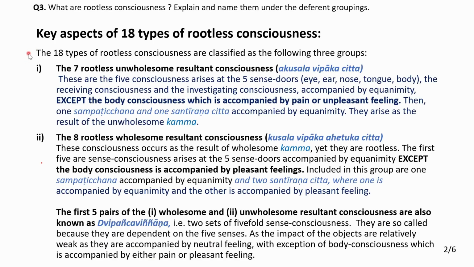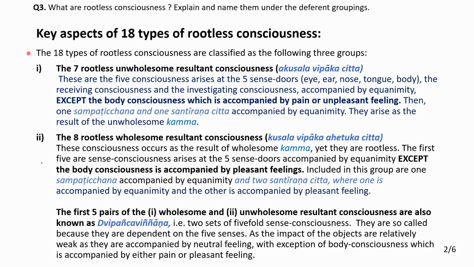The 18 types of rootless consciousness are classified into the following 3 groups. Firstly, the 7 rootless unwholesome resultant consciousness, akusala vipaka citta. These are the 5 consciousness that arise at the 5 sense doors: the eye, ear, nose, tongue, body, the receiving consciousness, and the investigating consciousness accompanied by equanimity. Here, the exception is the body consciousness, which is accompanied by pain or unpleasant feeling. Then, one sampatichana and santirana accompanied by equanimity. They arise as the result of unwholesome karma.